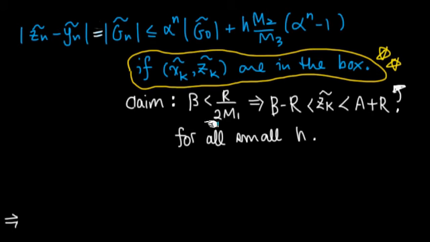So that's the condition that we're putting in here. And again, it has to be some fairly small h. But with that fairly small h, and with this condition, we can show that the zk tilde anywhere in here doesn't escape this a plus r and b minus r. So this is where we can use this condition to guarantee that in that box.